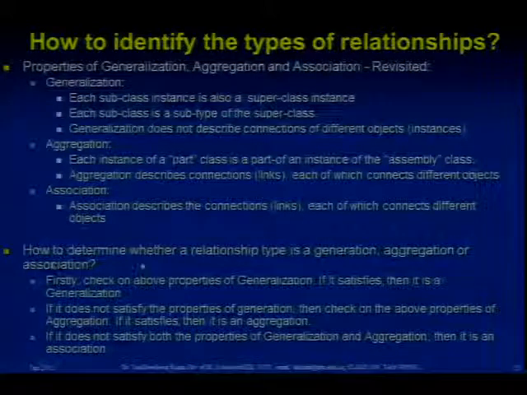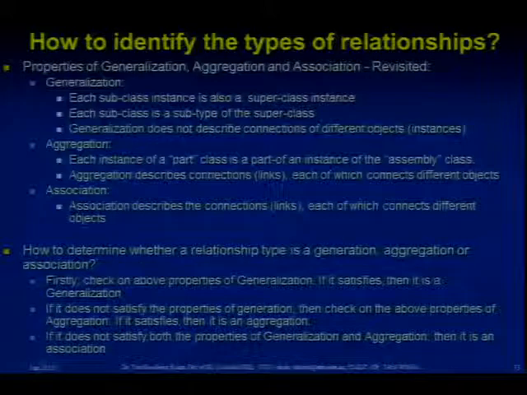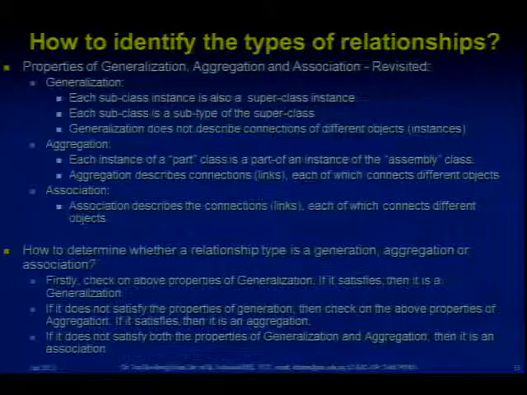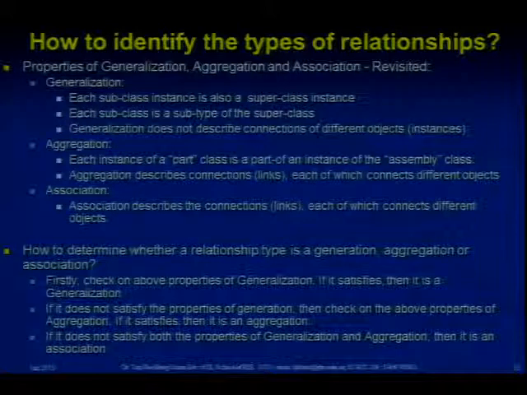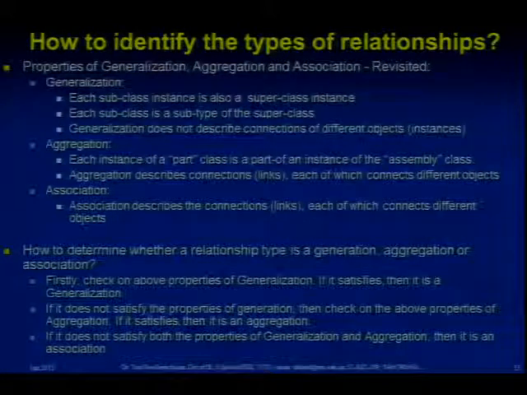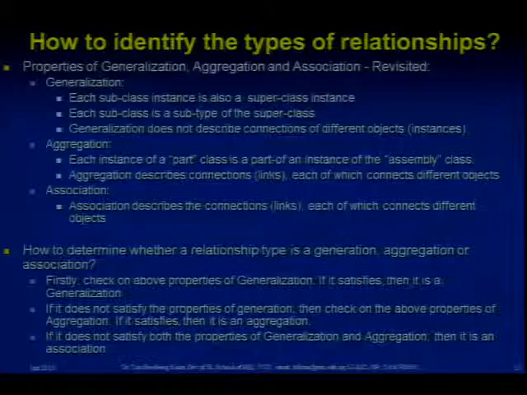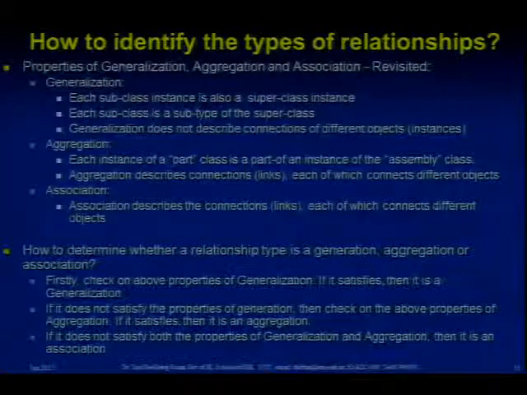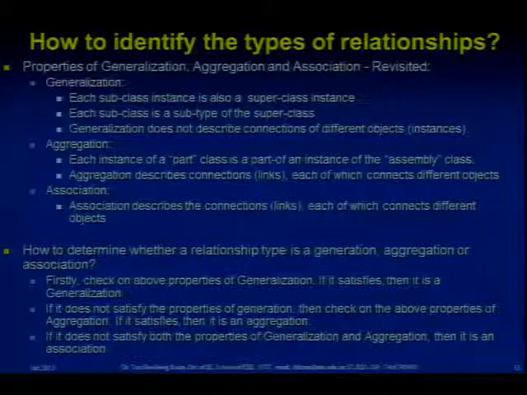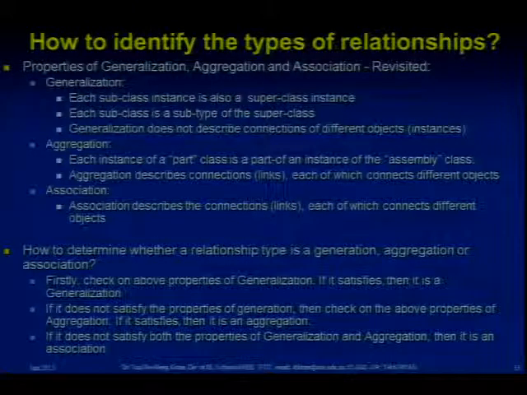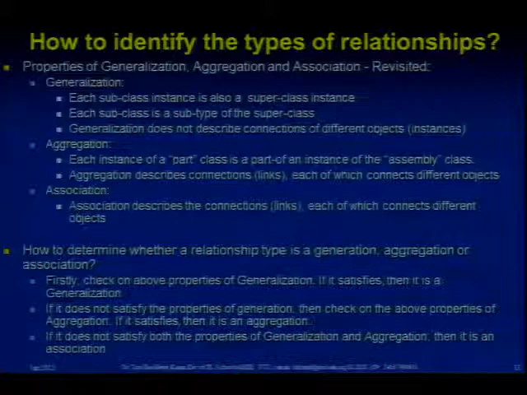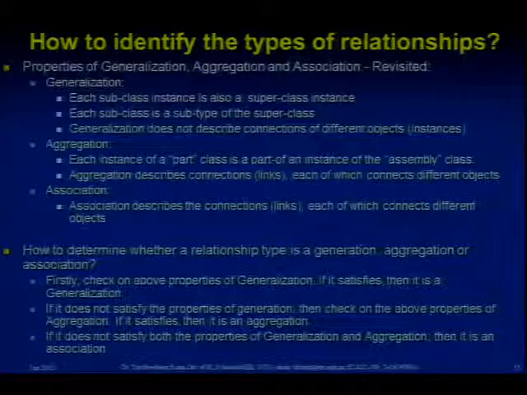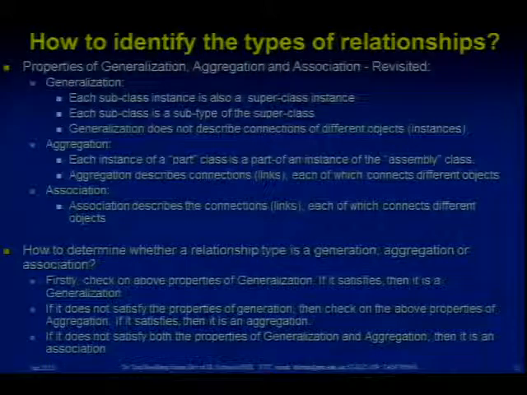How to determine whether a relationship type is a generalization, or an aggregation, or an association? When we draw a class diagram, if we have a relationship type among classes and we are not too sure yet, we have to decide whether it is an aggregation, an association, or a generalization. So the guideline is here.